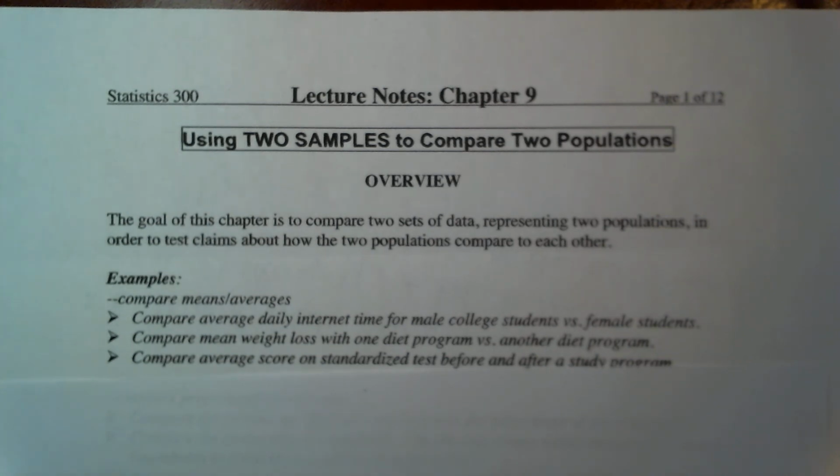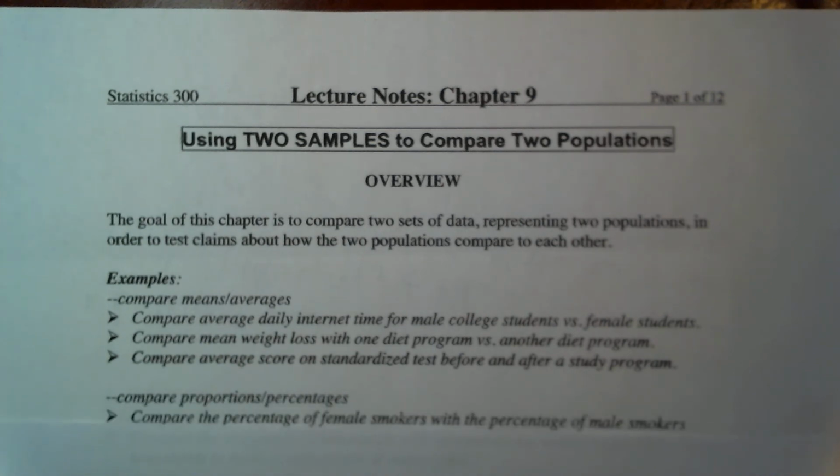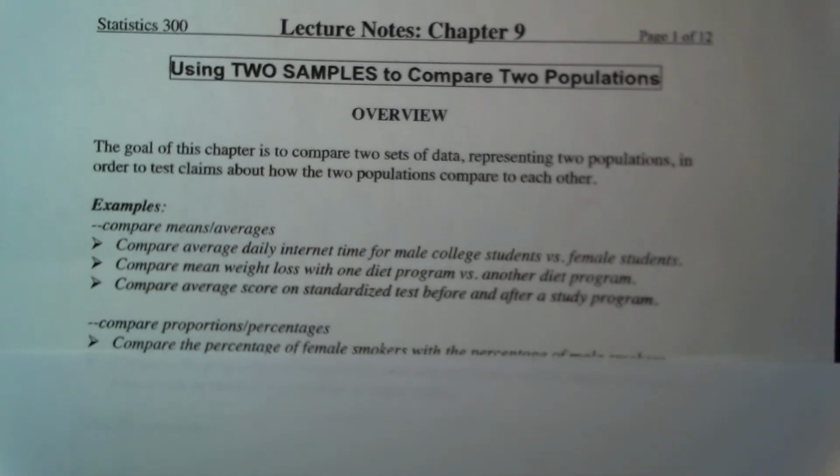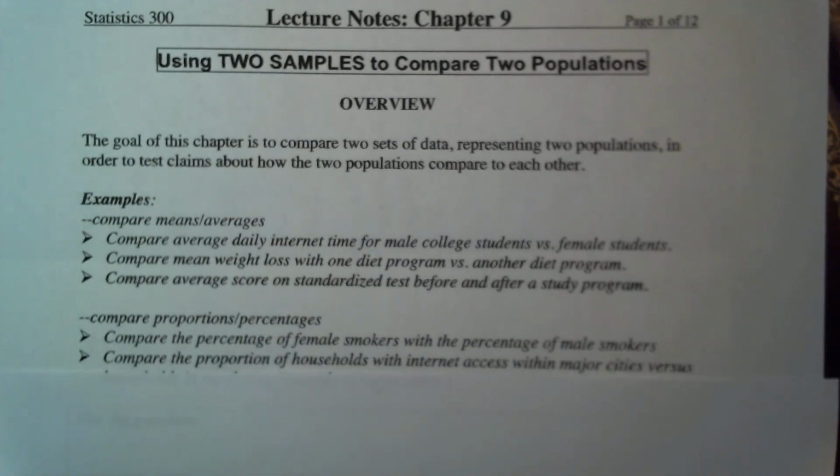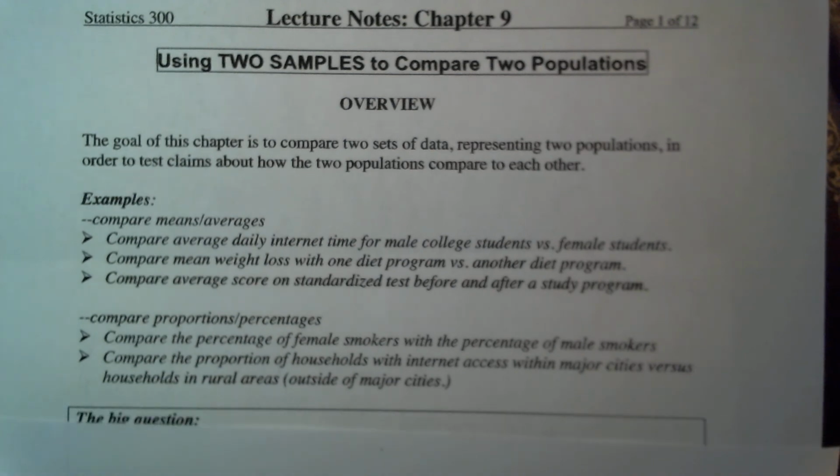Or compare average scores on a standardized test before and after a study program. And of course, we can also compare other population characteristics like proportions or percentages. So we can compare, for example, the percentage of female smokers with the percentage of male smokers. We can compare the proportion of households with internet access within major cities versus households in rural areas outside major cities, etc.